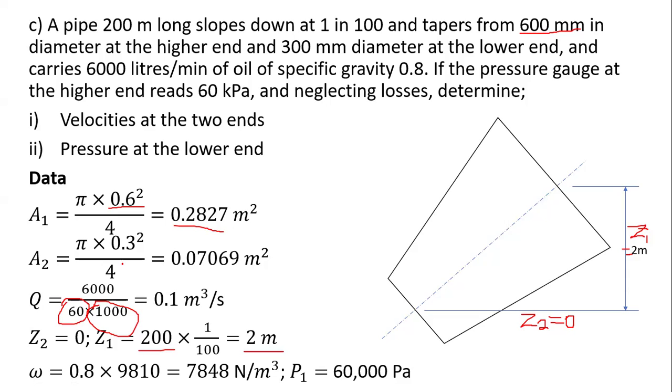When you go back in the question again, you find yet another parameter which says the pressure gauge at the higher end reads this. The higher end here, this is our section 1. The lower end here, this is our section 2. So that's why we're saying that pressure 1, therefore, is 60,000 pascals, because kilo is now taken care of.